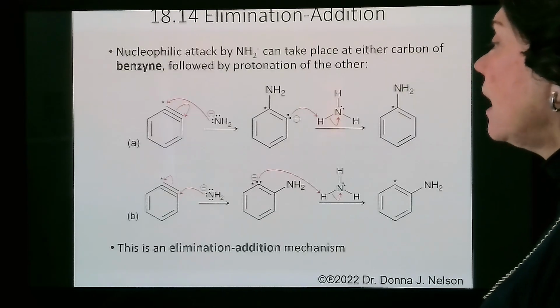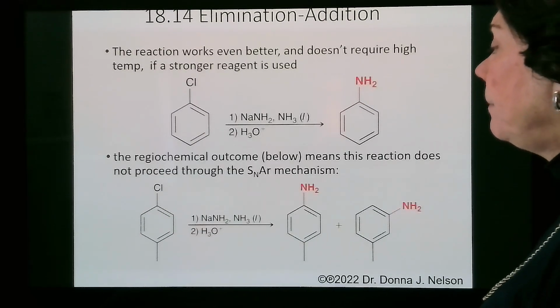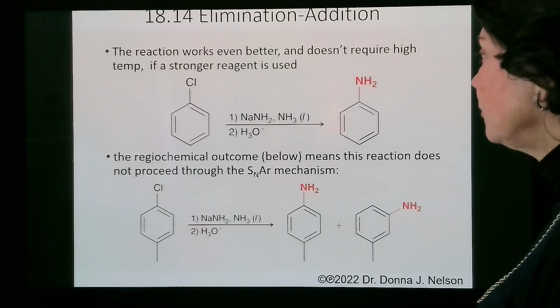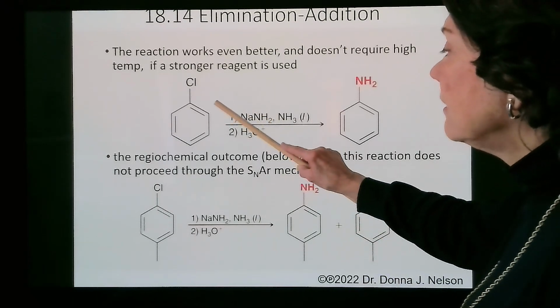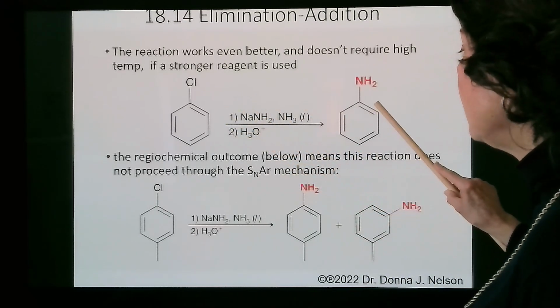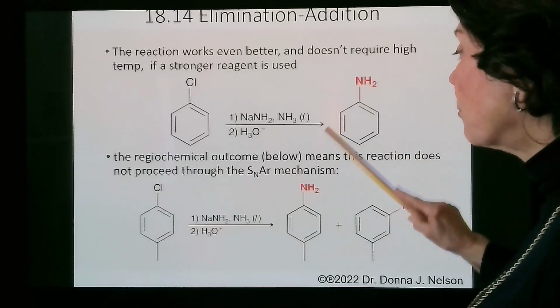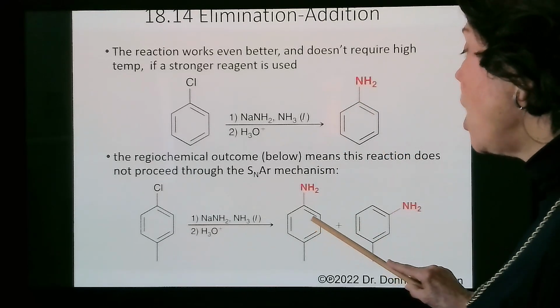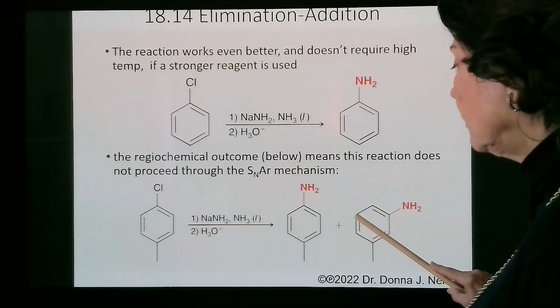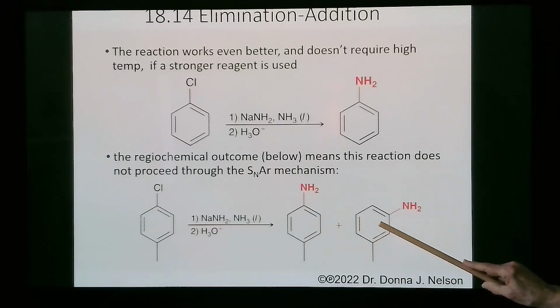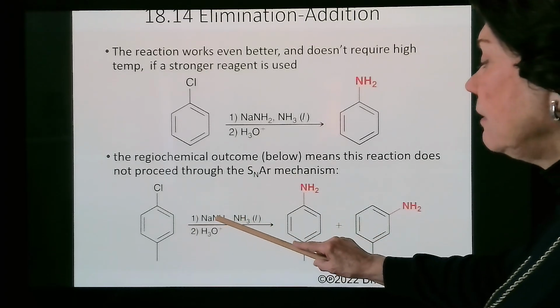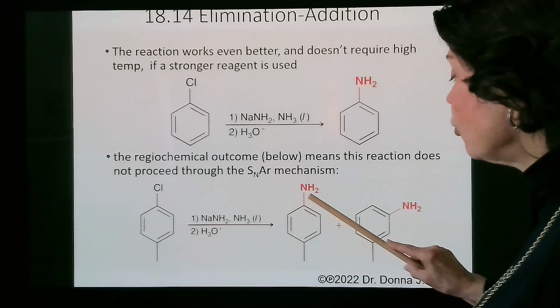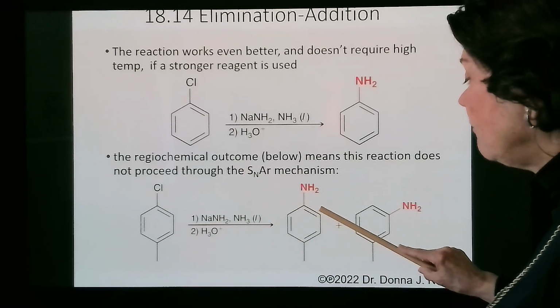So let's go back up to where we were first discussing this. Here you have the anion that's going to come in and deprotonate. And this is going to be one of the products, except you have both products, because the nitrogen can attack either end of the benzyne.